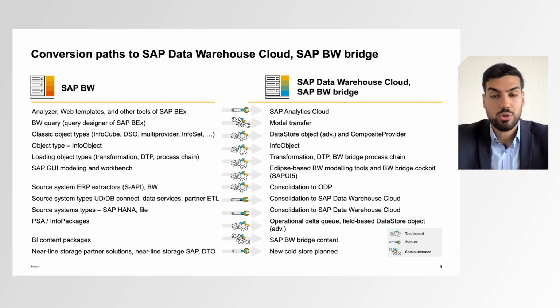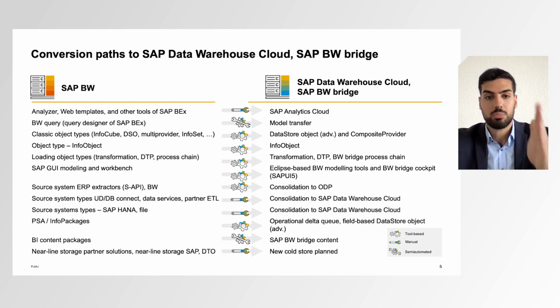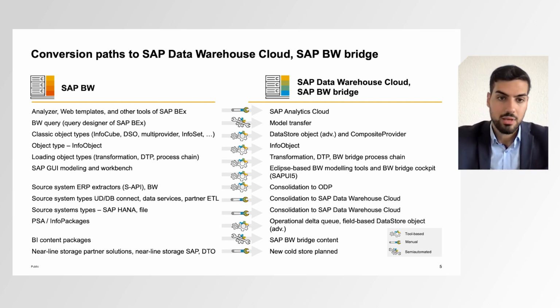As you can see here on the bottom right side, we have divided the overall objects into tool-based, manual, and semi-automated. For now, I would like to highlight, for example, object types that have been classified as tool-based. For example, the classical object types, like InfoCubes, DataStore objects, MultiProviders, InfoSets. All these kinds of objects can be transferred quite easily into the corresponding objects in SAP BW Bridge.